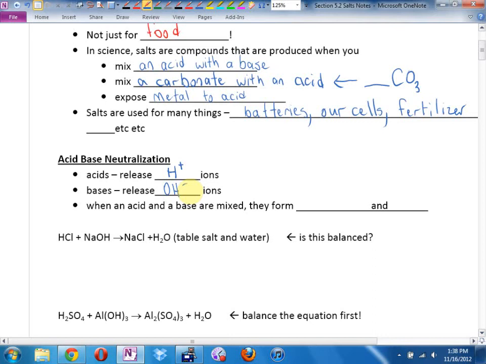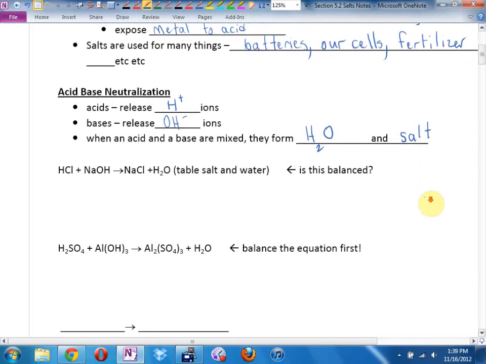And when you mix them together, you'll notice, how many hydrogens grand total in both of these? How many oxygens? When you mix an acid and a base together, you're going to get 2 hydrogens and an oxygen, and what's left over is a salt. Whatever other chemicals were part of the acid and the base will combine together.